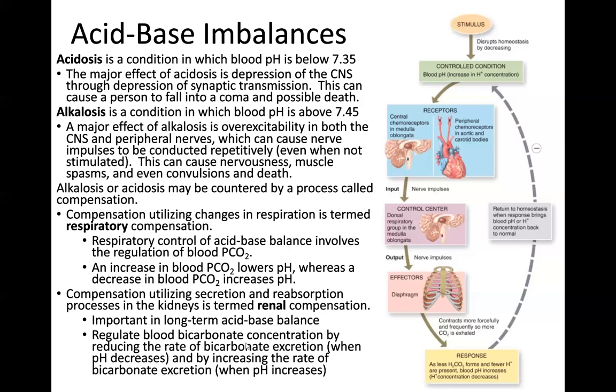Remember, a bicarbonate ion is a base, and bases are the opposite of acids. So if your pH is lower, we want to reduce the rate of bicarbonate excretion, meaning that we want to lose less bicarbonate in our urine. Bringing that back is going to help elevate your pH. And if your pH levels are already high, we want to get more bicarbonate out in our urine and therefore excrete more bases to drop your pH.